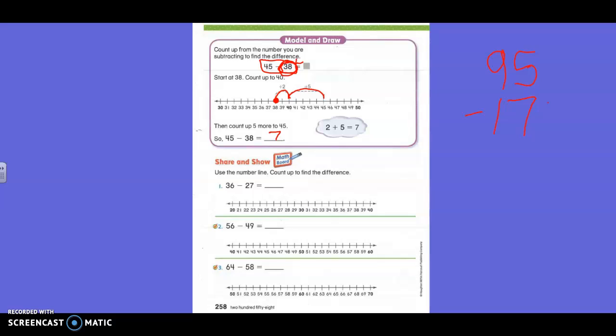All right, so share and show. 36 minus 27. Which number do you think for right now we are going to put the dot on? Lena? 27. Yeah, put the dot on 27.